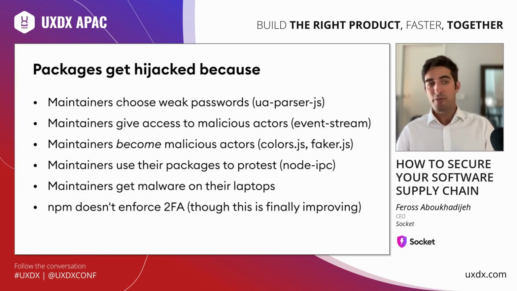Packages get hijacked for a number of reasons. It could be that the maintainer chose a weak password. That's what happened in the case of ua-parser-js. It could be that the maintainer themselves gives access to a malicious actor by mistake. Maintainers can become malicious themselves. That actually happened in January. Maintainers can also use their packages to protest. And maintainers could also just get malware on their laptops. All of this is exacerbated by the fact that npm doesn't enforce 2FA, though this is starting to somewhat improve in recent times.